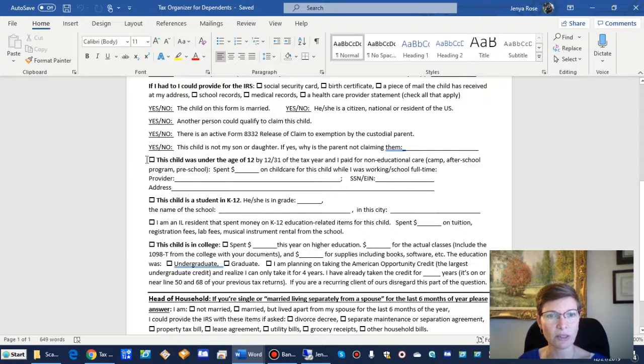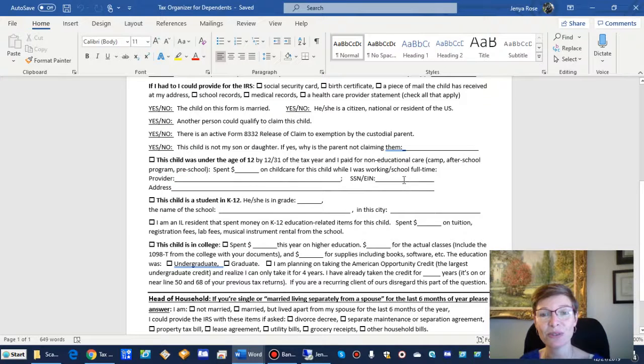So the next question is, the child was under age 12 and I paid for non-educational care. If you pay for a daycare or summer camp or things like that, there's a federal credit for that. Now the credit is only $600, but that's actually pretty good because that's not a deduction. That means that's a credit where they take $600 off of whatever you owe, or they add $600 to whatever you would be getting as a refund. So it's a non-refundable credit, but it goes towards your refund. It's a little complex, but anyway, it's good.